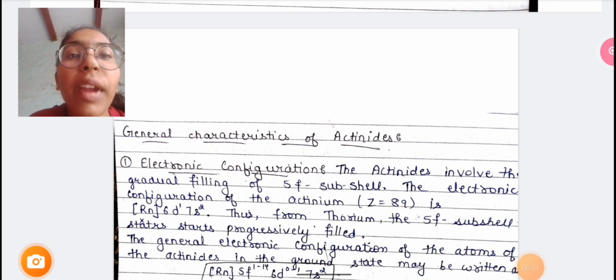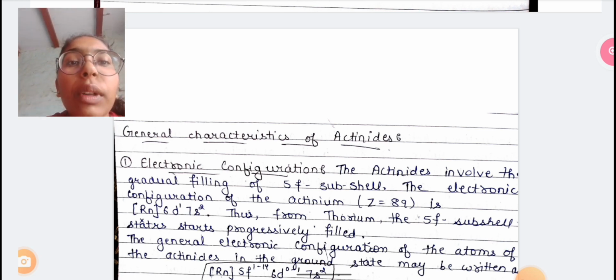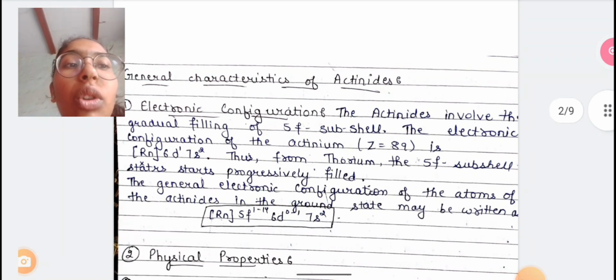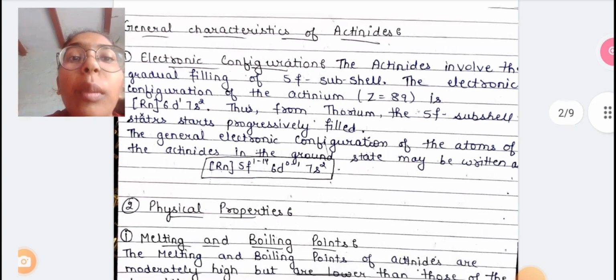General characteristics of actinides. Electronic configuration. The actinides involve the gradual filling of the 5f subshell. The electronic configuration of actinium, atomic number 89, is radon 6d1 7s2. Thus, from thorium, the 5f subshell starts progressively filling. The general electronic configuration of atoms of actinides in the ground state may be written as radon 5f1 to 14, 6d0 to 1, 7s2.